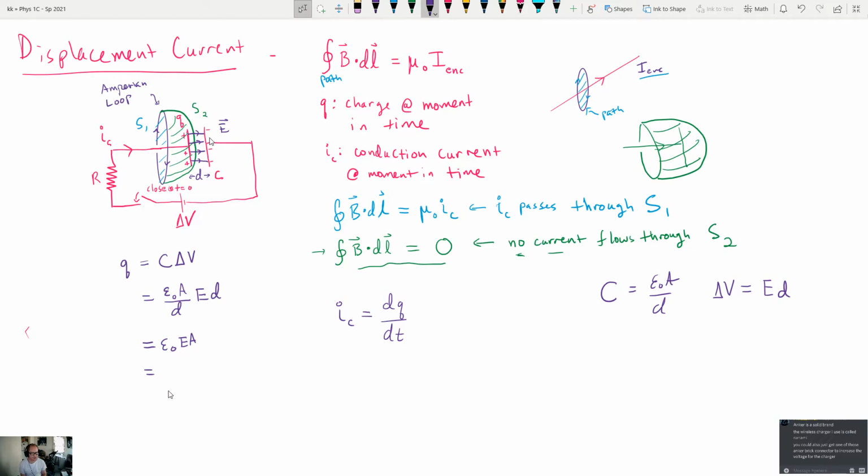Electric field times area. That is an electric flux. Yeah, electric flux. So look at that. This is such a nice relationship here at the very end. The charge is equal to epsilon naught times the flux. Does this look like any equation we've used before?